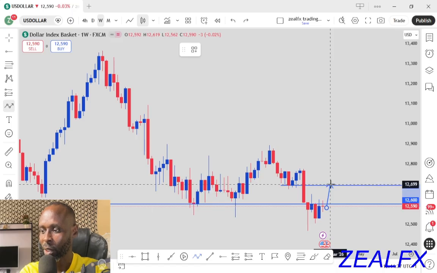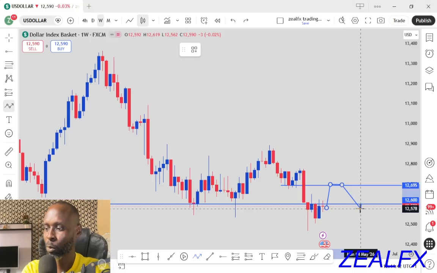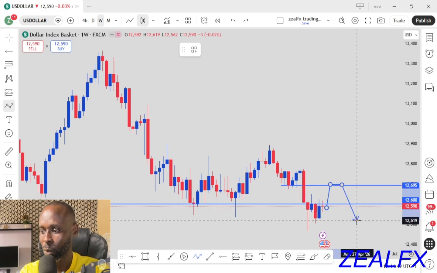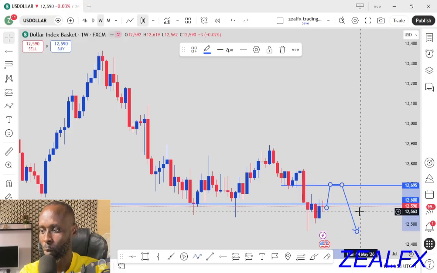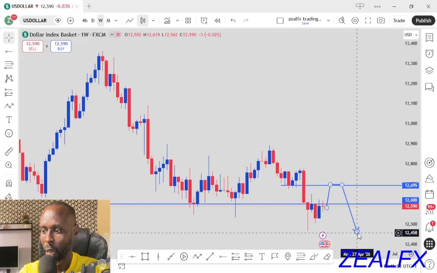A break of this resistance level might trigger more bullish trend to the top, but if price fails, this might push price back down. So this might push price back down for the dollar index once price fails to break that particular resistance level. So our job now is to wait for price to move to this resistance level. If price breaks, we see price pushing lower for the dollar index.